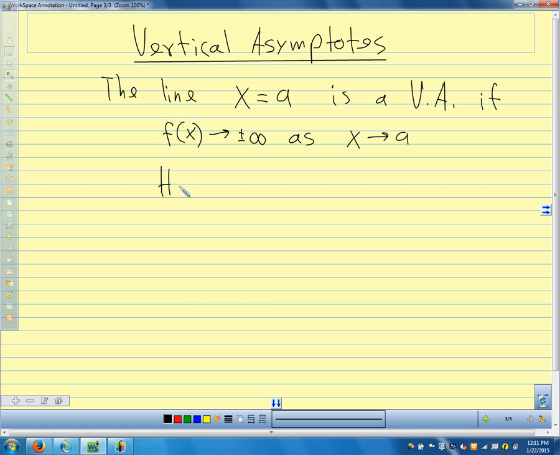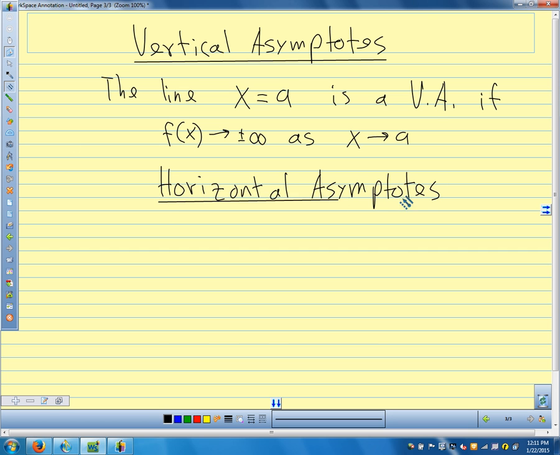Horizontal asymptotes. And I'm going to abbreviate horizontal asymptote by HA.